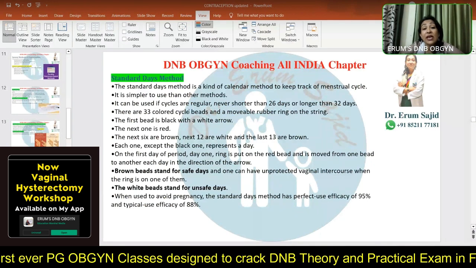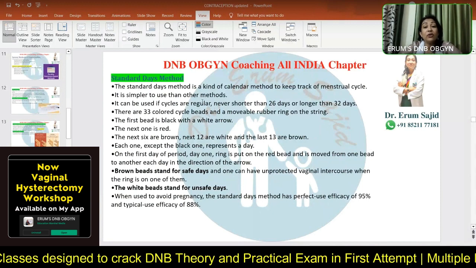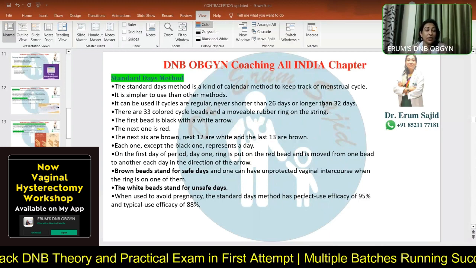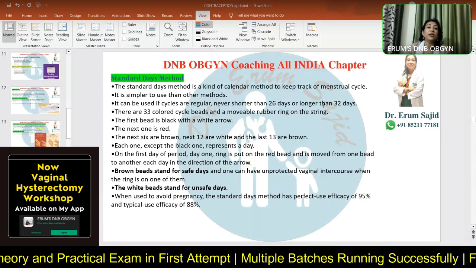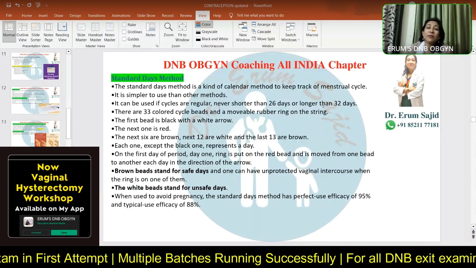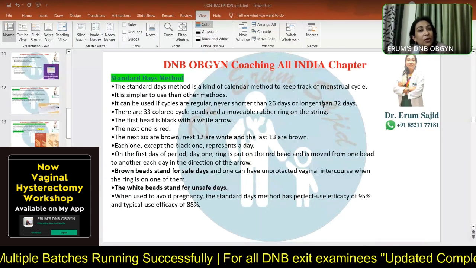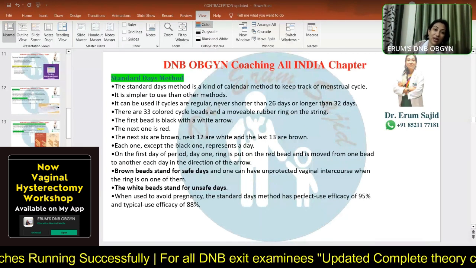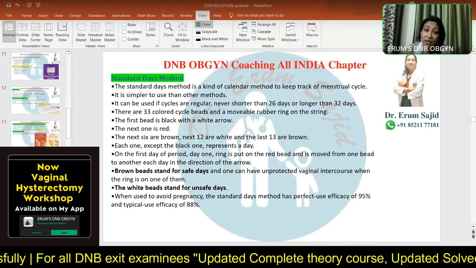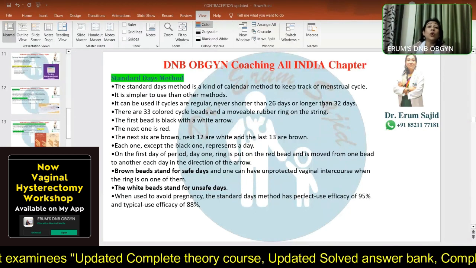It can only be used if the cycles are regular, never shorter than 26 days or longer than 32 days. Now that's the drawback of this method, and there's also the drawback of the calendar method as well. For those patients like PCOS patients who do not have regular cycles, who have longer intervals, it's very difficult to know when their fertile period was. In the same way, this method also has a disadvantage for all those females who have shorter cycles or longer cycles, okay, because it doesn't work in them.